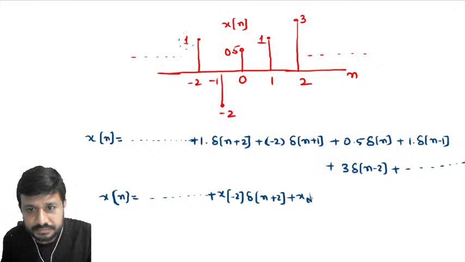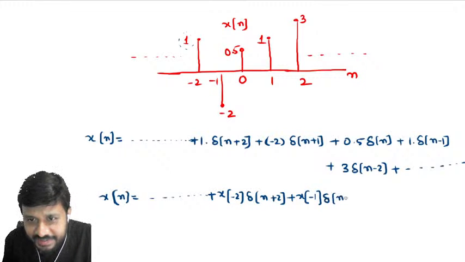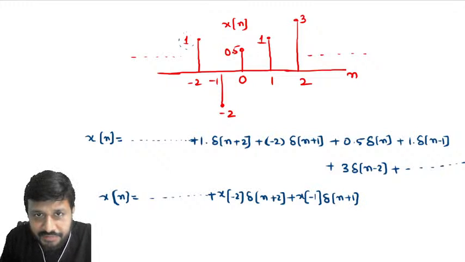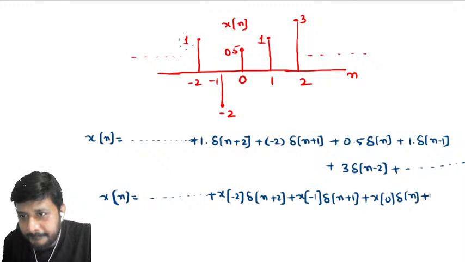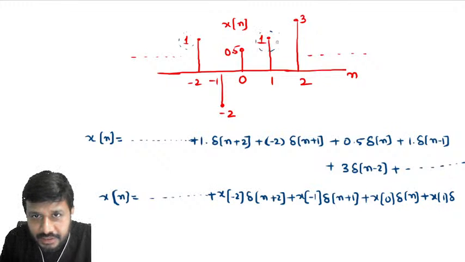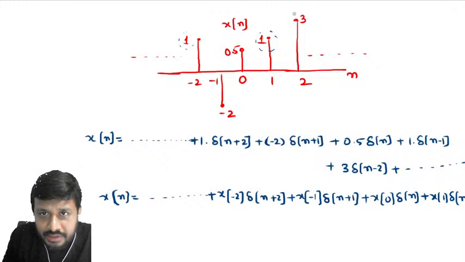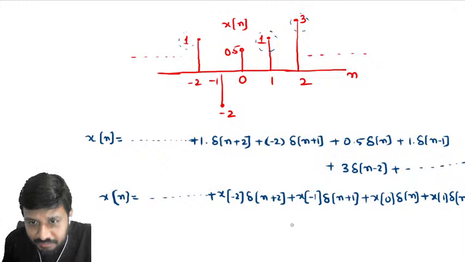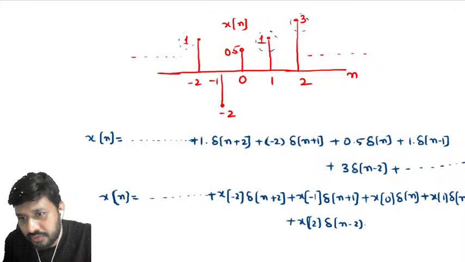plus x of minus 1 into del of n plus 1. This 0.5 is nothing but a sample value at 0. x of 0 into del of n plus x of 1. This 1 is nothing but the sample value at 1. x of 1 times del of n minus 1. This 3 is nothing but a sample value at 2, x of 2 into del of n minus 2, plus so on up to infinite.